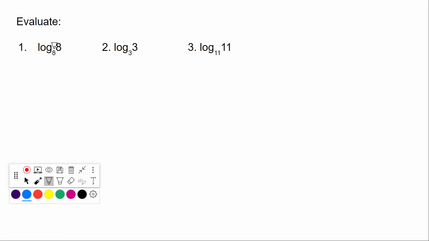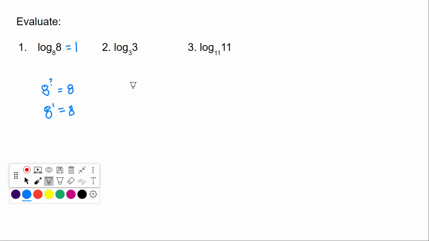Here we have the base equal to the argument. Well, if we're thinking in terms of what's a power of 8 that's going to equal 8, hopefully you're saying, well, that's 1. 8 to the first equals 8. So that means the value of log base 8 of 8 is going to be 1.